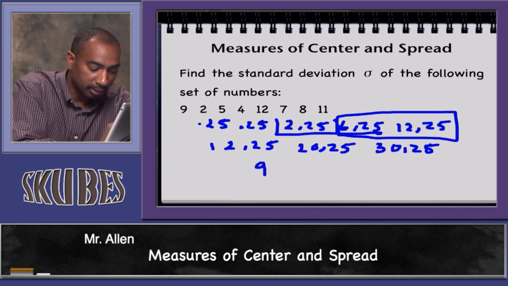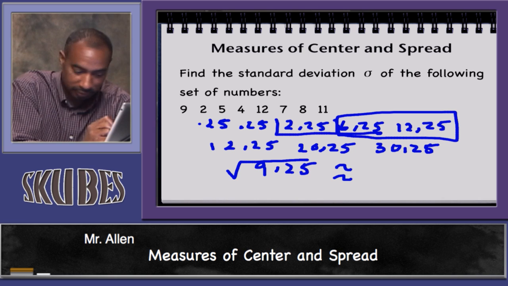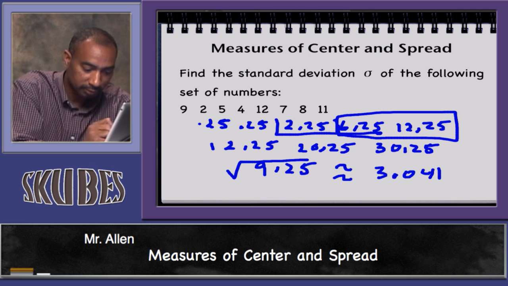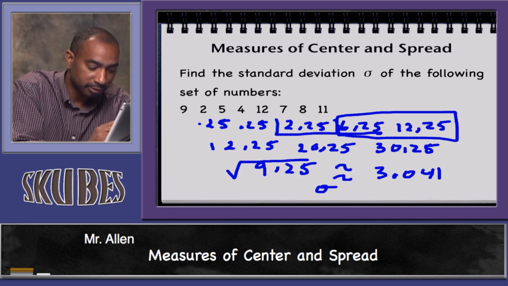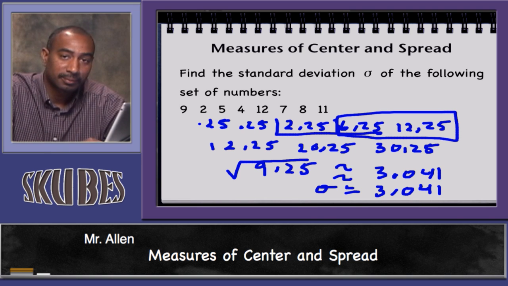And when you do that, you're going to get 9.25. That's our median. But it says to take the square root of that. So if you roughly do that, it's going to be roughly about 3.41. And that will be our standard deviation. 3.41. That concludes our lesson for today.